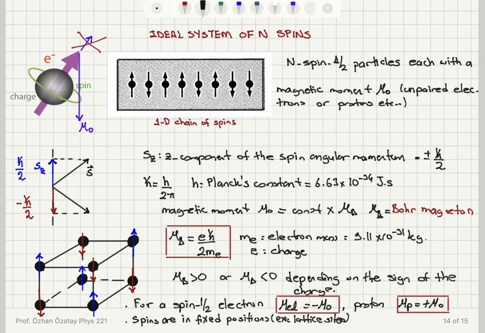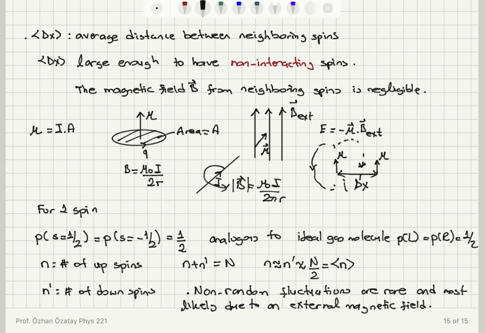The magnetic moment corresponding to an electron or a proton spin will be different. The magnetic moment will be positive for the proton, negative for the electron. So you have to consider this when you are comparing the spins with moments. So the direction of the spin and the corresponding moment are opposite in the case of electrons. And these spins are assumed at fixed lattice locations. If this is a three-dimensional configuration, you can visualize it like this.